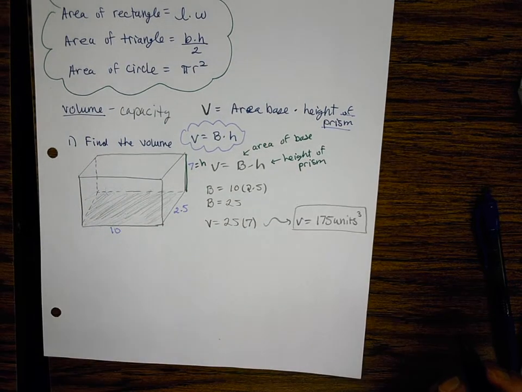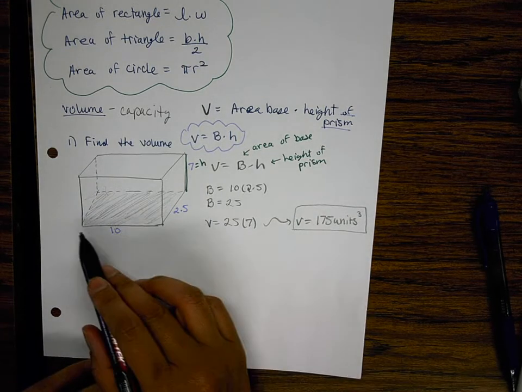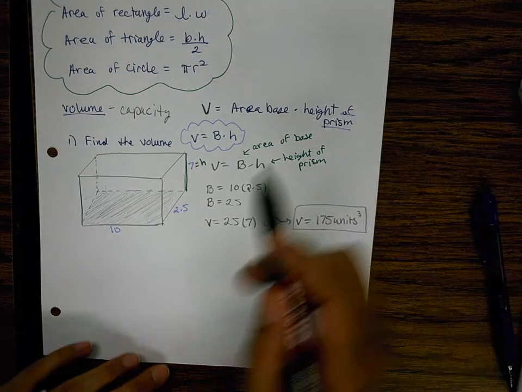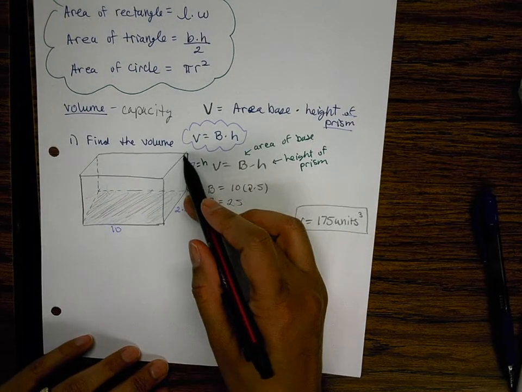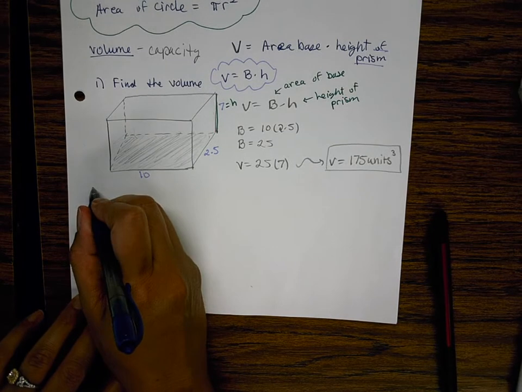And volume is always cubic units, cubic feet, cubic inches. This one didn't give us any measurement, so that's why I put units cubed. Because say this was feet, you would have feet times feet times feet, which would be feet cubed. Or inches times inches times inches, which is inches cubed. Okay, number 2.